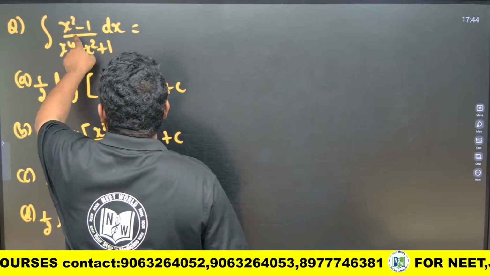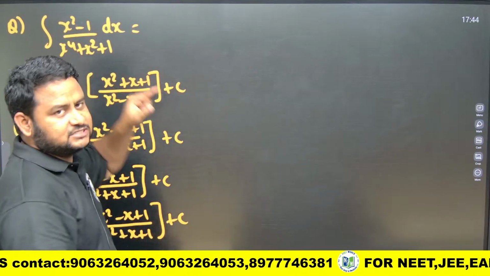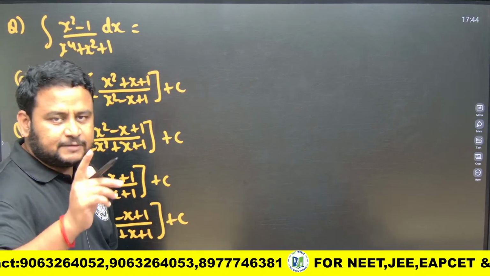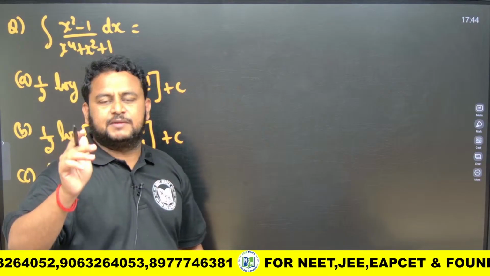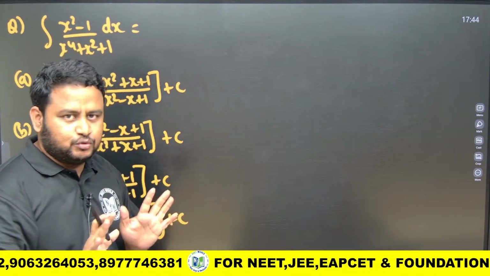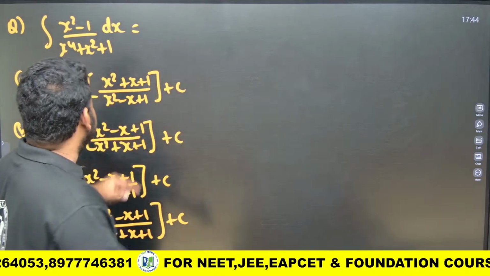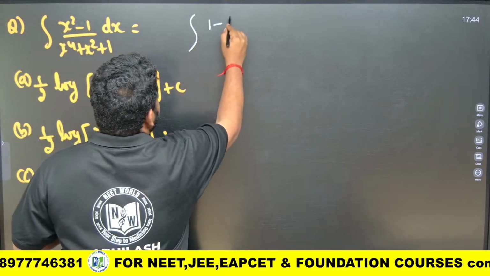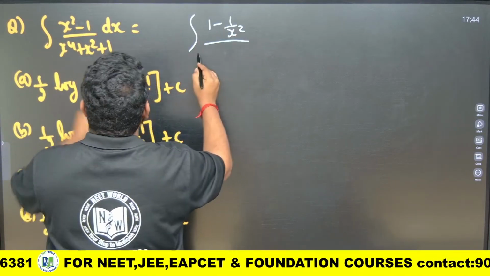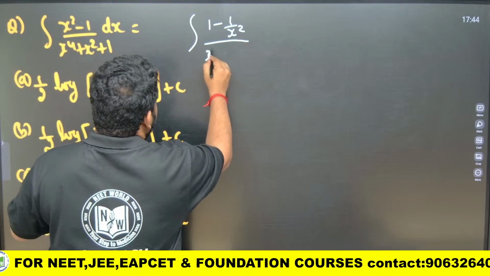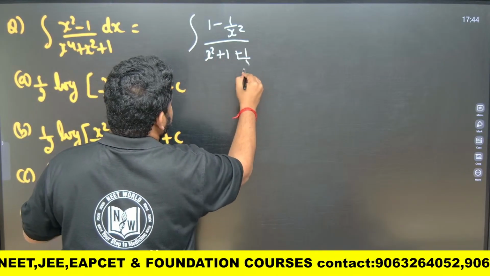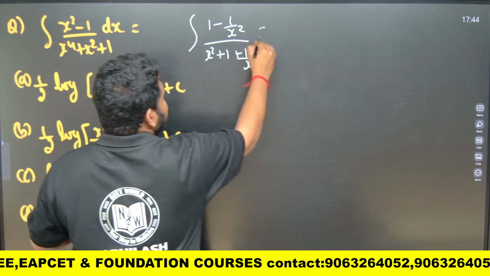Here it is of the form x square minus 1 by x to the power of 4. That time it should flash to your mind what? You have to divide both numerator and denominator by x square. If I divide both by x square, what do I get here? This will become 1 minus 1 by x square. This becomes x square plus 1 by x square. This is what I have, dx.